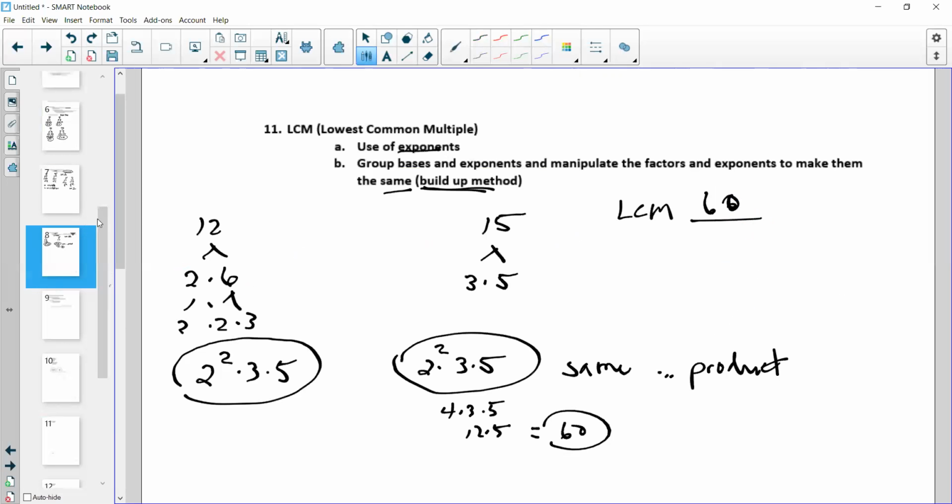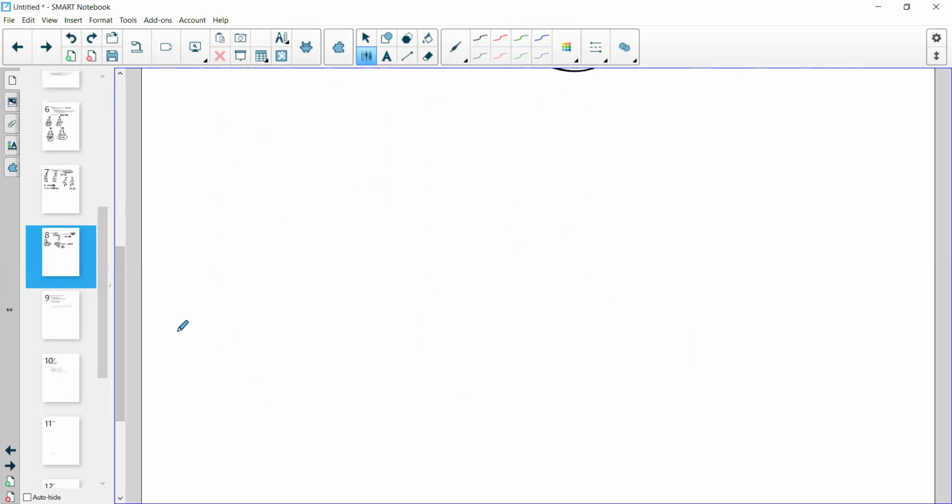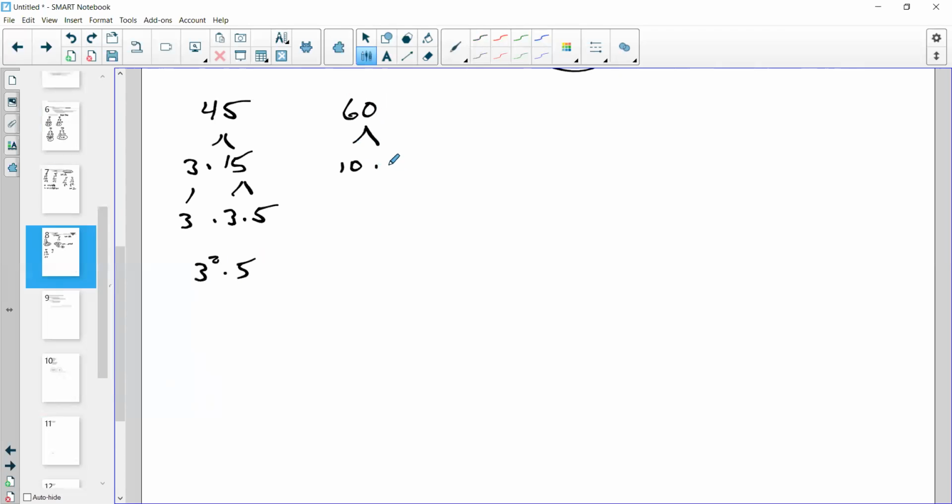All right, let's look at another one. How about 45 and 60? Well, 45, let's look at maybe a different type. Let's say 3 and 15. 3 is prime. And 15 is going to have 3 and 5, so we're going to say 3 squared and 5. 60, I notice, ends in 0, so 10 would be a good starting point. 10 would be 2 times 5. 6 would be 2 times 3. They're all down to prime, so we would say 2 to the second times 3 times 5.